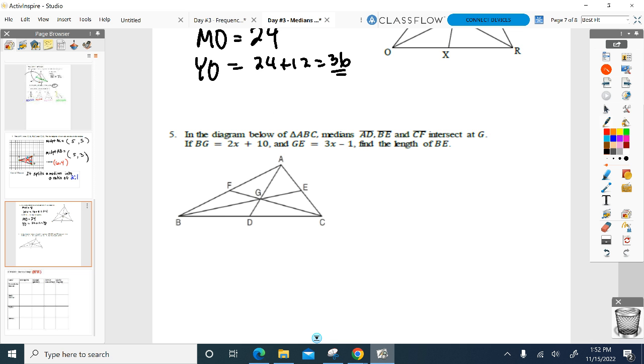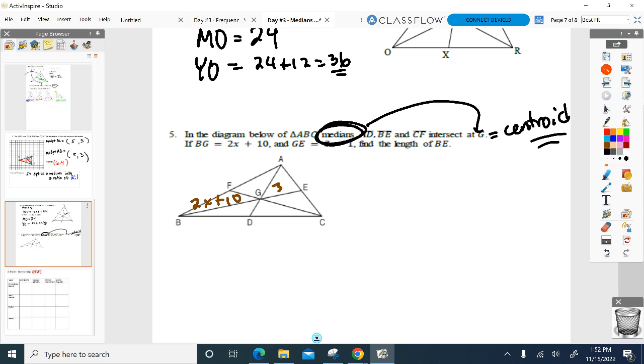What's up here that says this might be a centroid problem? Because all 3 of AD, BE, and CF are medians. And if they intersect at G, G is a centroid. That's what tips me off that this is a centroid problem, that it's medians intersecting. Not altitudes, not angle bisectors, they're medians, so that means I have a centroid, which means I have 2 to 1. BG is 2x plus 10, GE is 3x minus 1.